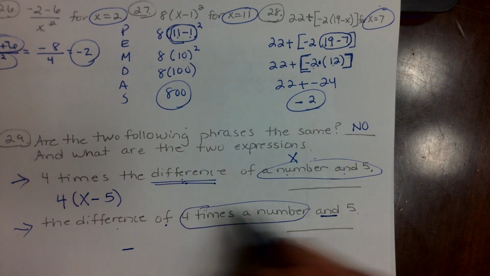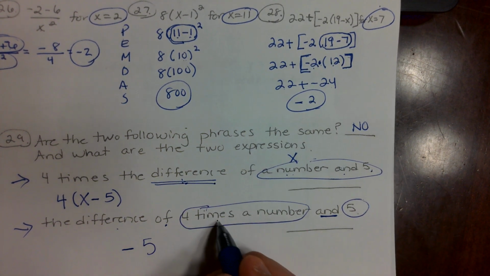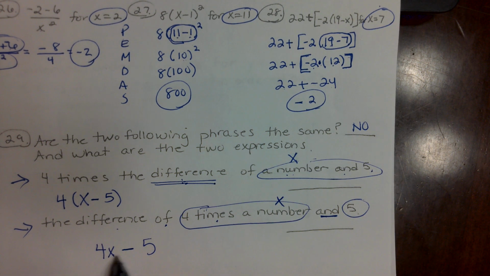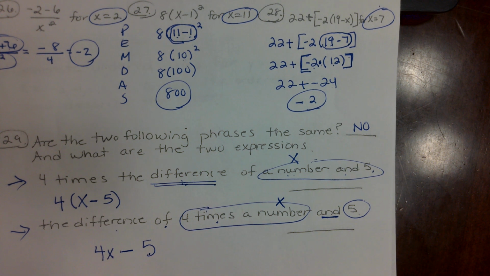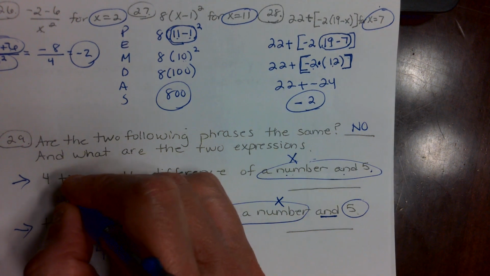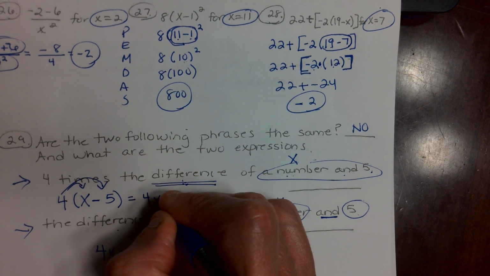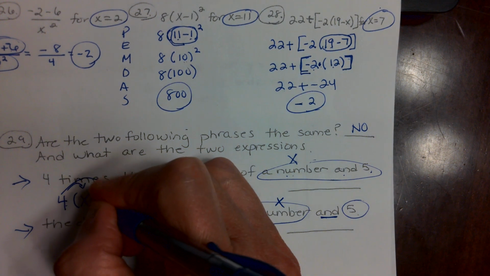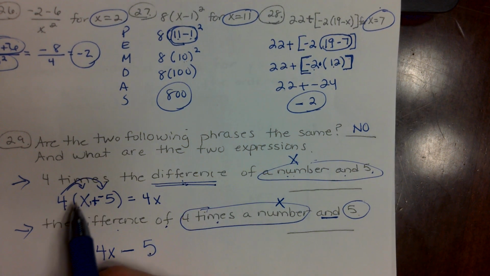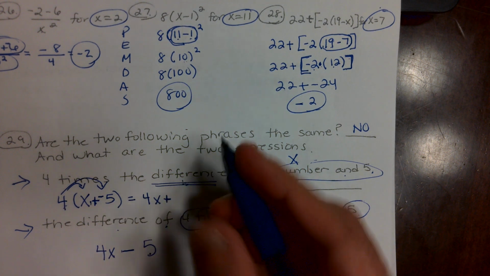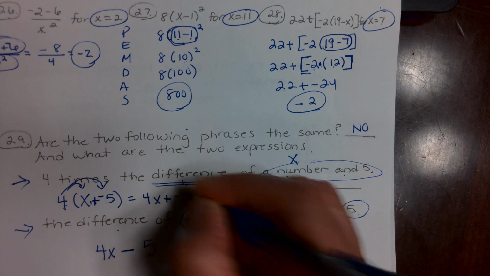4 times a number and 5. 4 times a number. Again, I'll just call it x. 4 times a number and 5. These are different. You may say, why? Well, if you get rid of these parentheses and you distribute, which is what you would need to do to properly get rid of the parentheses, you are going to get 4 times x, subtracting is the same as adding the opposite, plus 4 times a negative 5, which is negative 20.